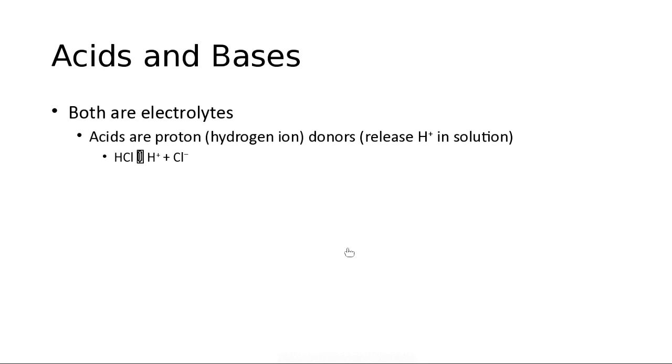Okay, acids and bases, they're both electrolytes. Acids are proton donors because a hydrogen ion is just a proton, because once you get rid of that electron, which it's going to do, it's just a proton, so hydrogen H plus.